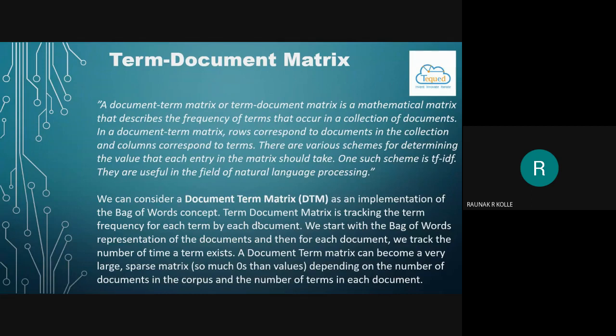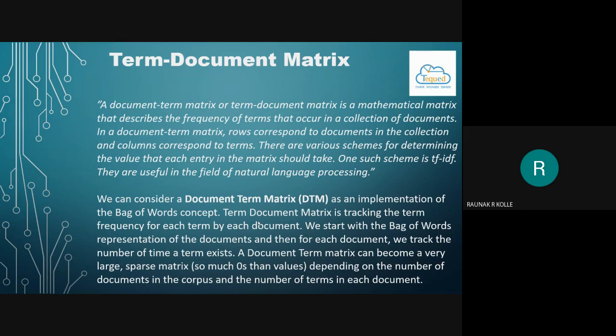Let us now familiarize ourselves with a few terminologies in natural language processing. Term document matrix. A document term matrix or term document matrix is a mathematical matrix that describes the frequency of terms that occur in a collection of documents.